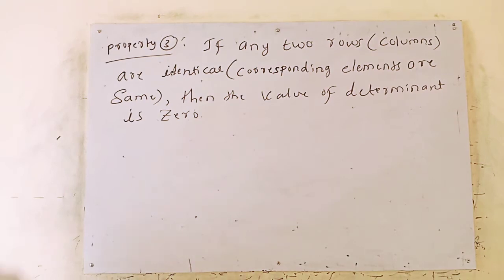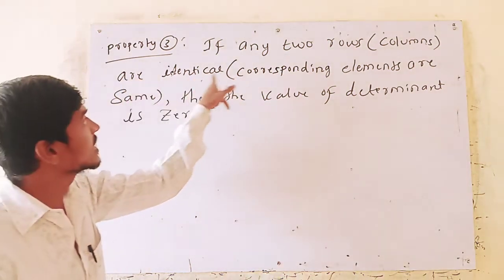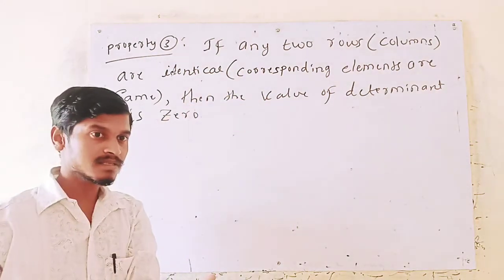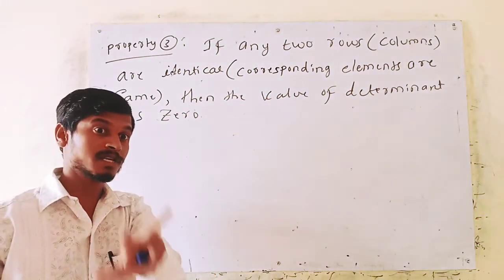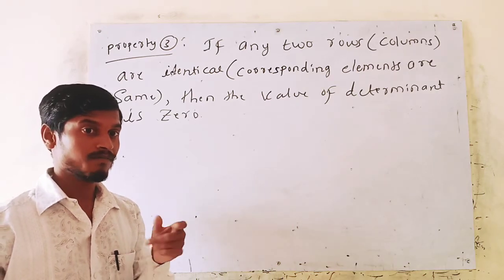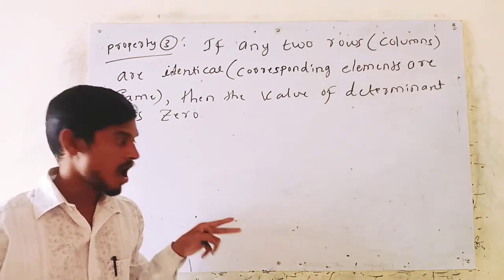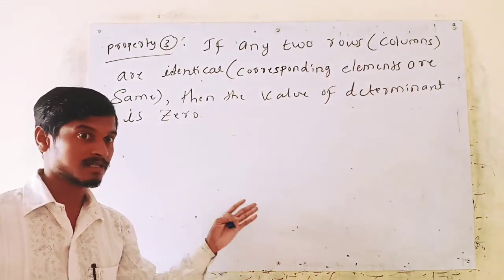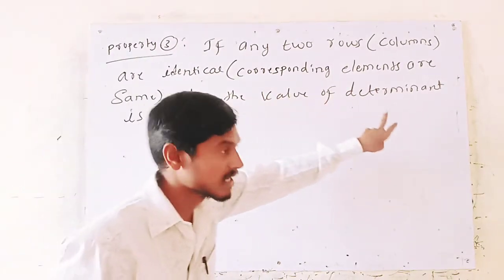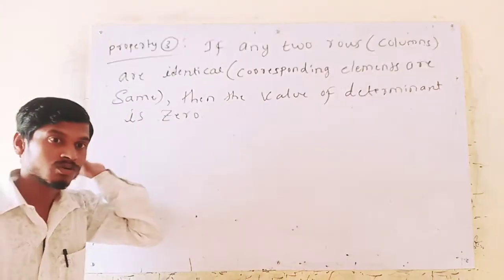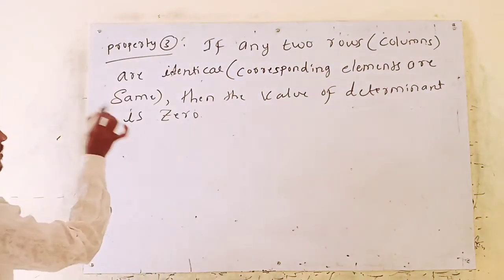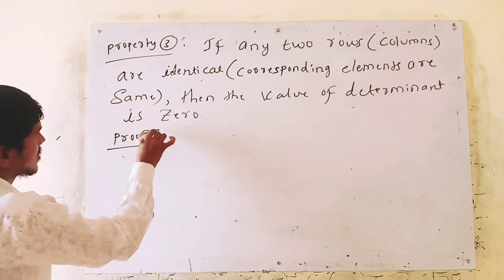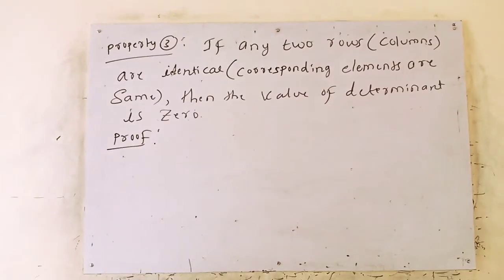See here, if any two rows or any two columns are identical, it means corresponding elements must be the same. If R1 has three elements and R2 has three elements, the three elements must be the same corresponding elements. Then the value of the determinant is 0. Okay, so this is a proof. Proofs are not necessary, so only remember the statement.